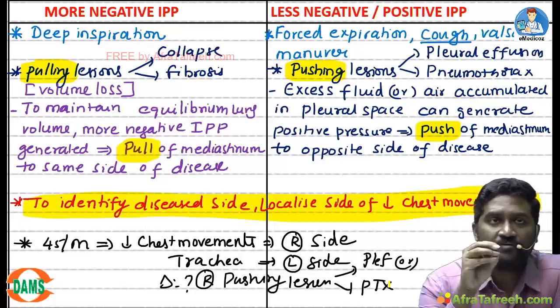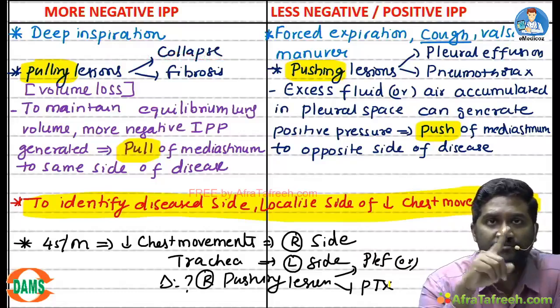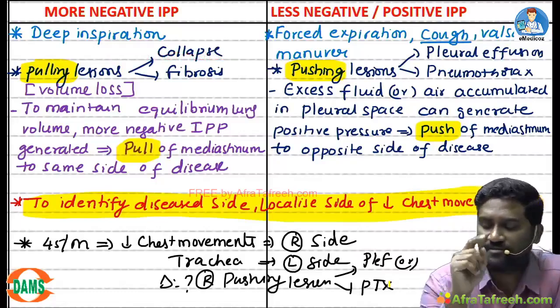So this is how you should identify the pulling lesions and pushing lesions. Pulling lesions: collapse, fibrosis. Pushing lesions: pleural effusion, pneumothorax.